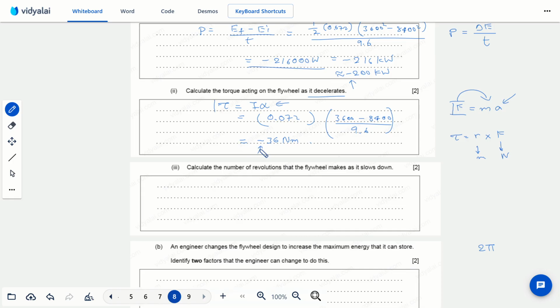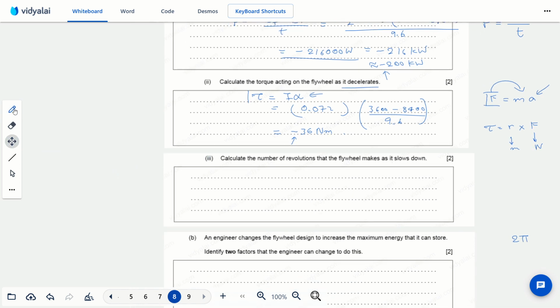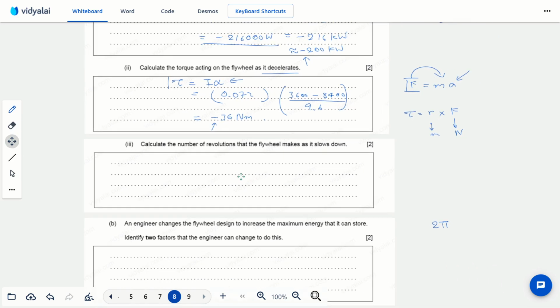Again, the negative sign is to indicate that this creates a deceleration. So it's in the direction opposite to the rotation that it already has. So calculating the number of revolutions that this flywheel makes as it slows down. How many turns does this flywheel make having a deceleration of alpha? That's the question here.